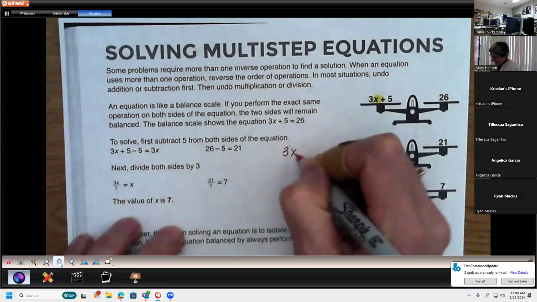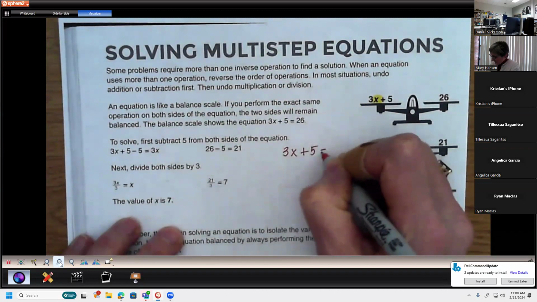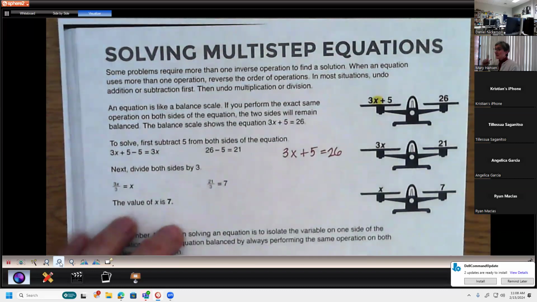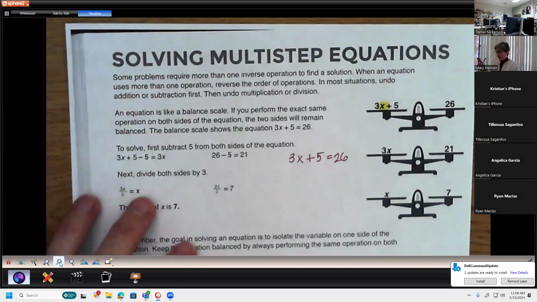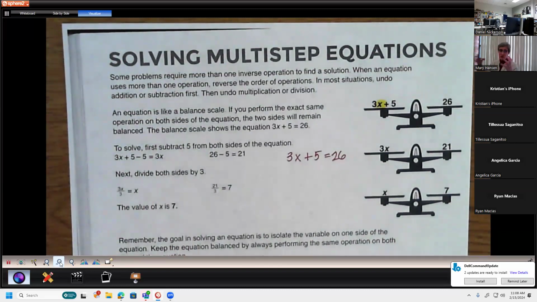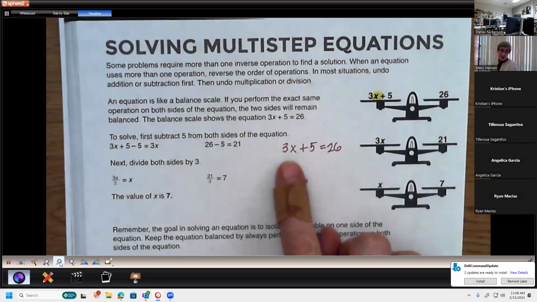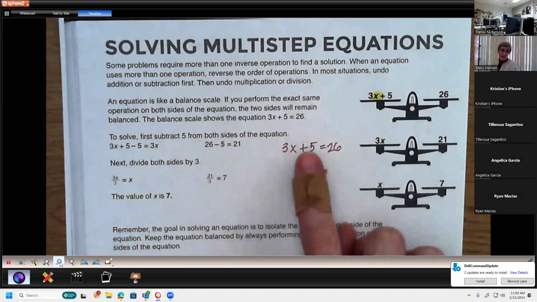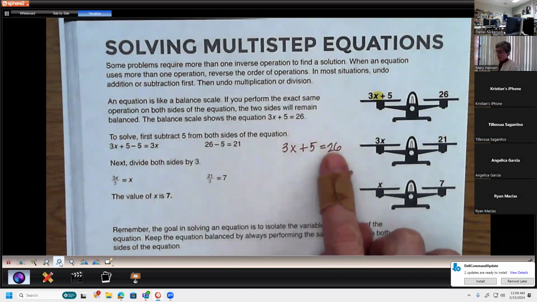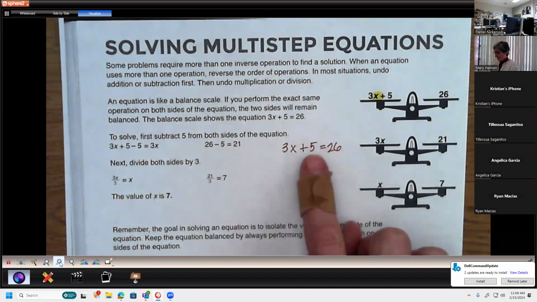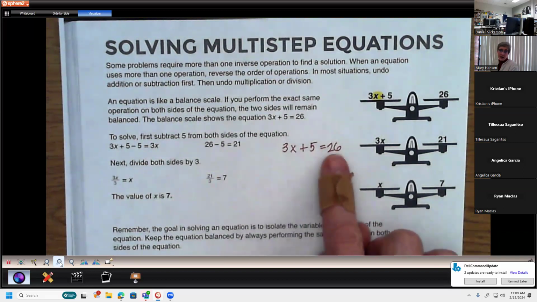The answer is that's actually a trick question because you can do either. However, it comes with a huge however. If I get rid of the 3 first, I have to divide everything by 3, which is going to make fractions, and then I'm going to have to start adding and subtracting fractions. Nobody likes to do that, right?